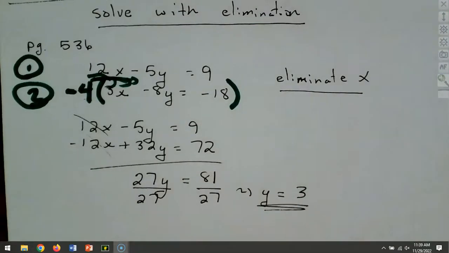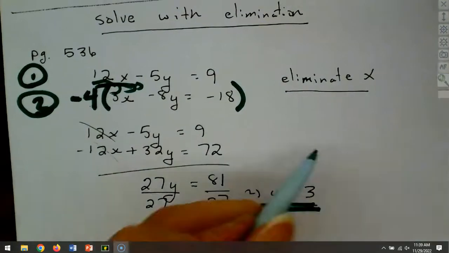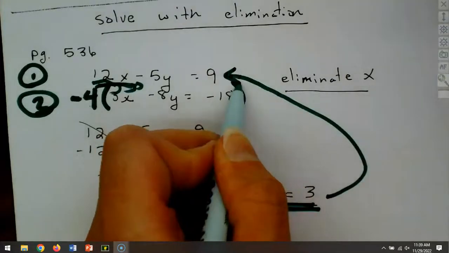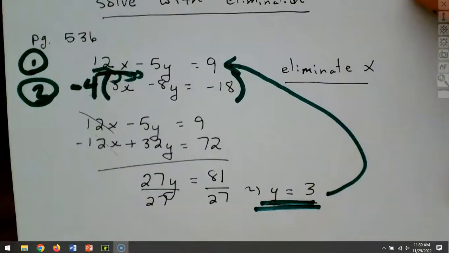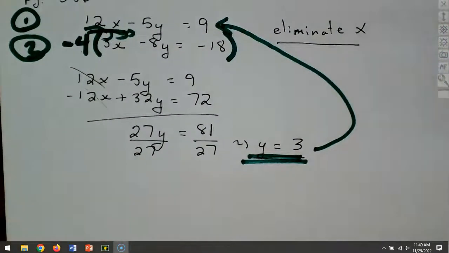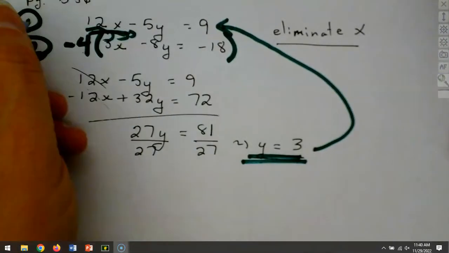Okay. Now, how can we get the other part? Well, we could eliminate for the y, but that would be a lot of work. The absolute easiest way to do this is just like we did before. We take it and we plug it back in. So we've got y equals 3. Okay, so we're going to plug this back in somewhere. So let's plug it in our first equation right here. Doesn't matter where we plug it into. We're just going to plug it into one of them. So I'm going to plug that 3 into that first equation.